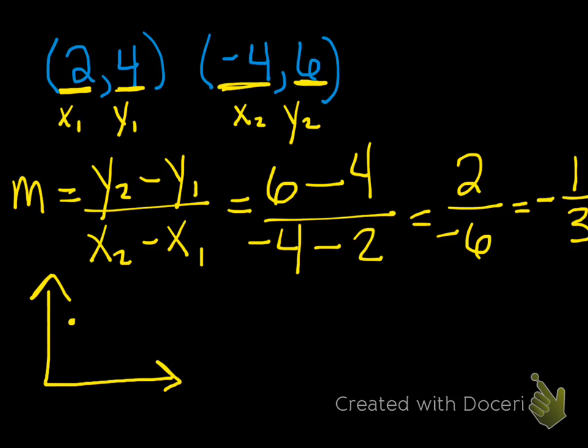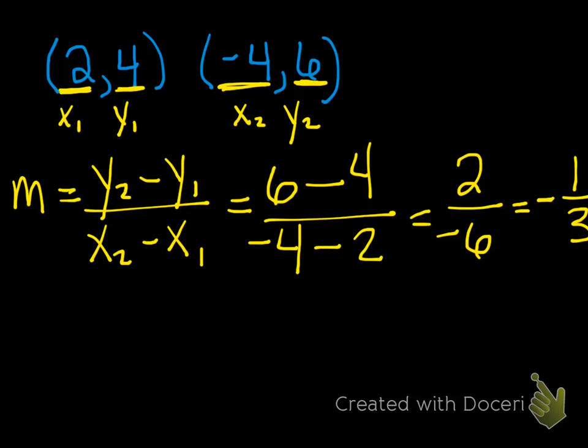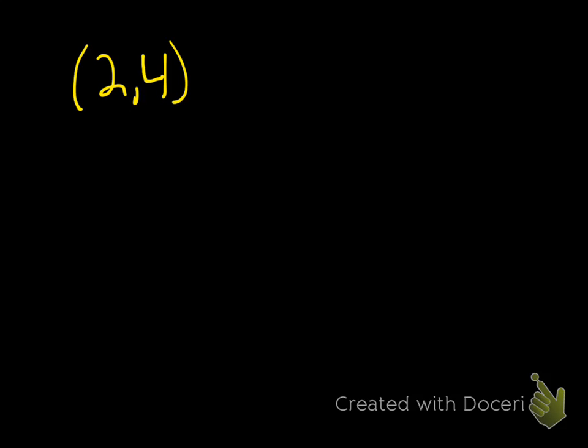Oh, sorry. Things acting up. Let me get my point. Okay, so my point is about up here. You know what, that's not going to work. I'll do it on the other page. Okay, so we had 2, 4, and negative 4, 6. Okay, so here's my graph.